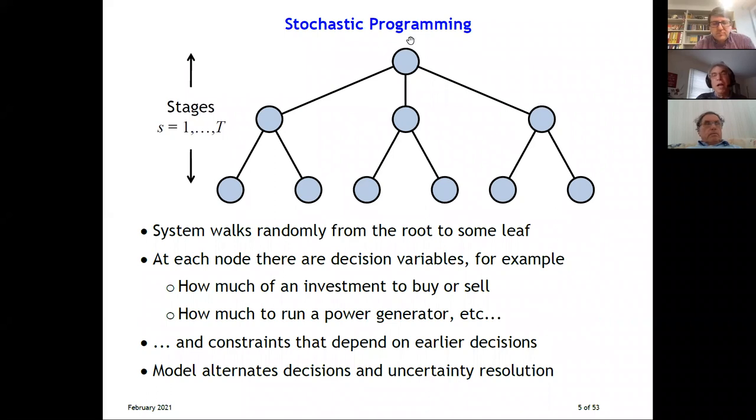Okay. So the idea is that at each of these nodes, you have to make some decisions, like how much of investment to buy or sell, how much to run a power generator or whatever, or how much to draw down from a hydroelectric reservoir.